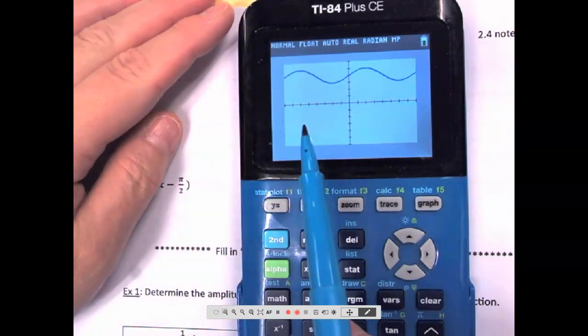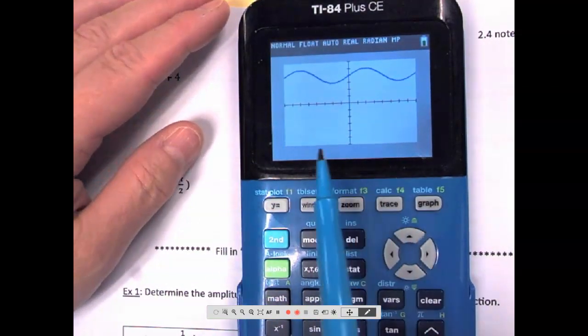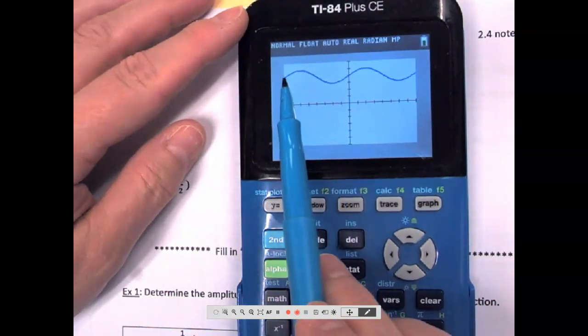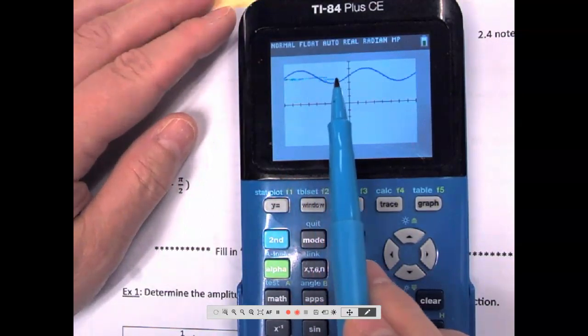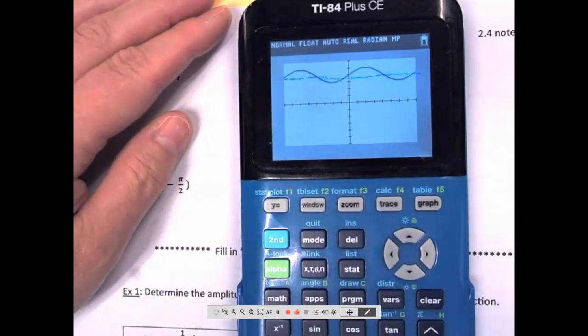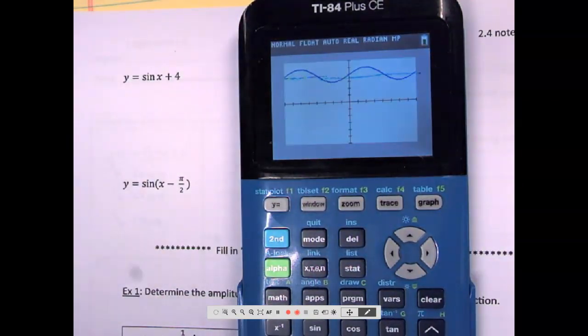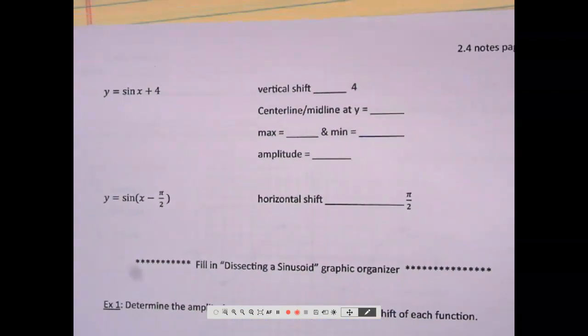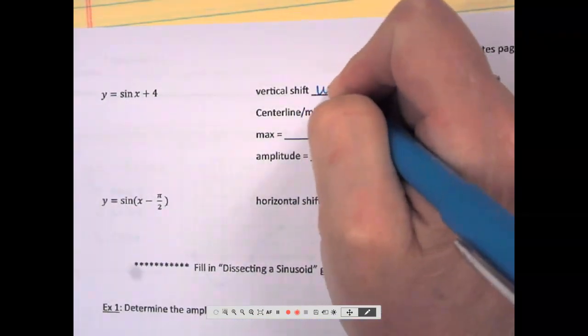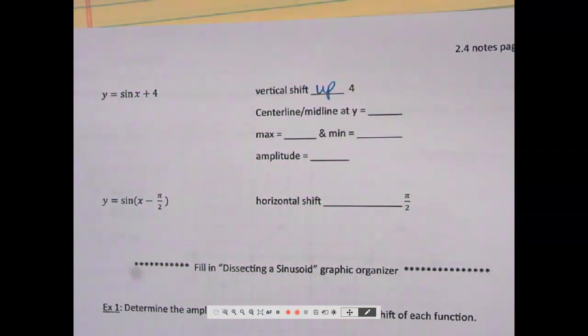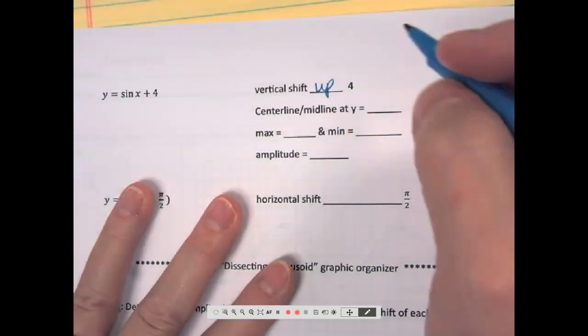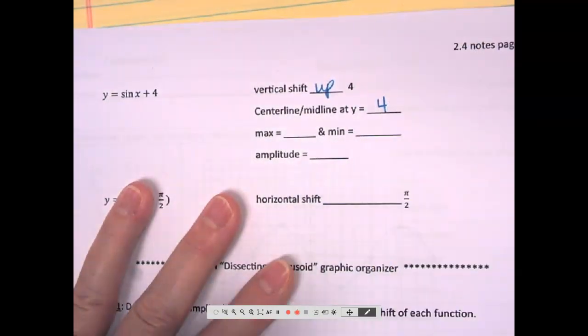So the center line, remember the line that it's oscillating on, is no longer the x-axis. The center line is right through there. So where is that center line now? At y equals 4. Okay, so vertical shift up 4. The center line or midline, we use those two words interchangeably, is at y equals 4. It's no longer on the x-axis.